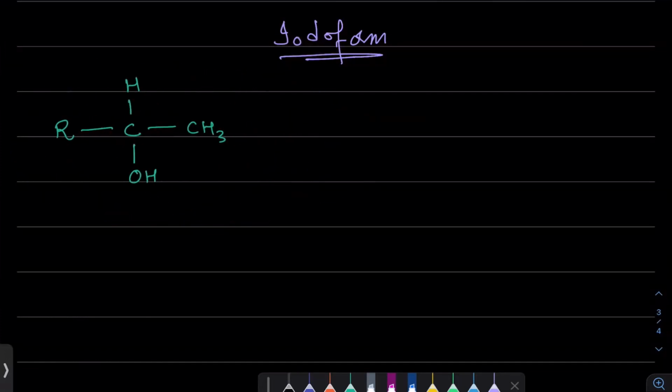Here's what happens. You use an alkaline solution and iodine in it. Of course, you can use an alkaline ki bajaye aap matlab NaOH bhi likh sakte ho. That's still going to make alkaline, no? Now here's what happens. It happens in a multiple step reaction है ये.